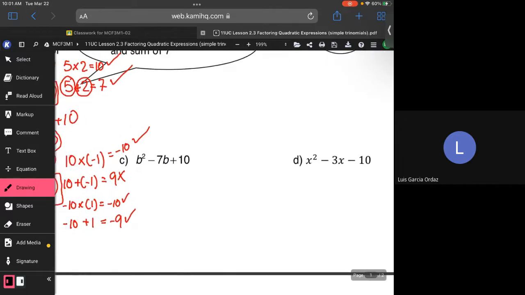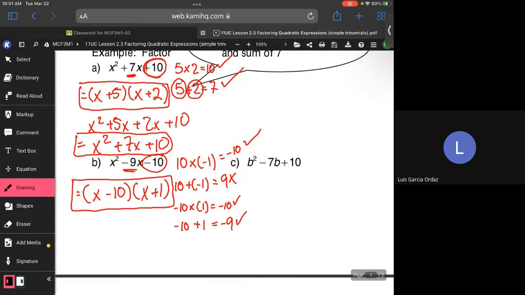I think I have two here. Yep. We'll do C together, and then D you guys will do on your own.